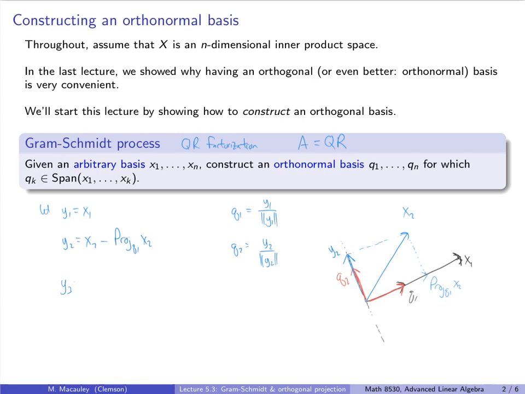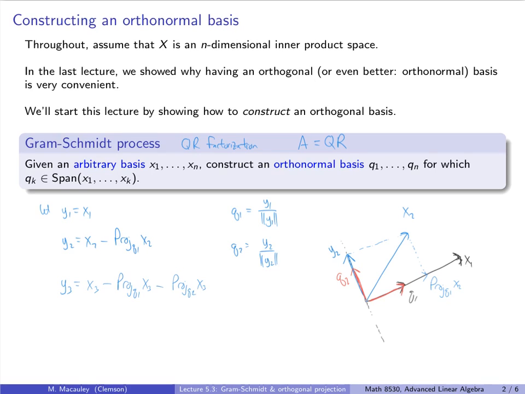So let's do y3. It's going to be hard to draw this, but imagine that y3 is maybe in this direction, but it's sticking out of the board, coming right out of your face. What we need to do is subtract off the components that are in the x1 and the x2, the q1 and the q2 direction. In other words, y3 is x3 minus the projection of x3 onto q1 minus the projection of x3 onto q2.